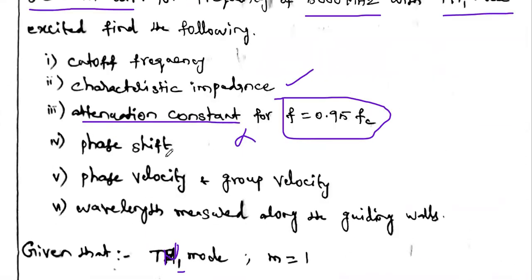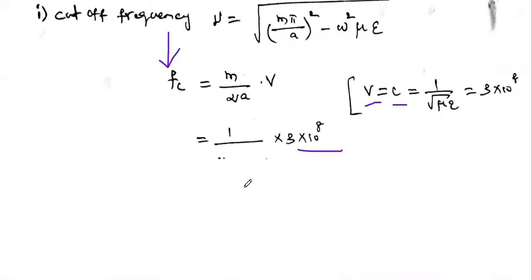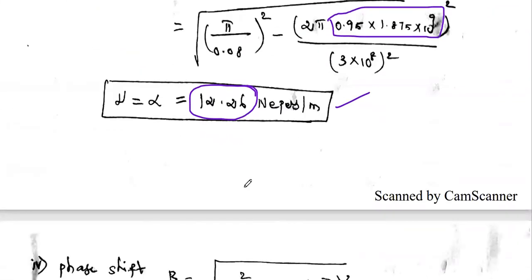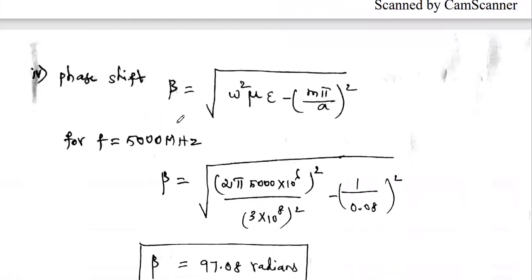What is the fourth thing? Phase shift, phase velocity, group velocity. So the next thing, phase shift. The phase shift or phase constant beta. You know the beta formula; it is nothing but the reverse of eta, so the square root of omega squared mu epsilon minus (m pi by a) the whole squared.